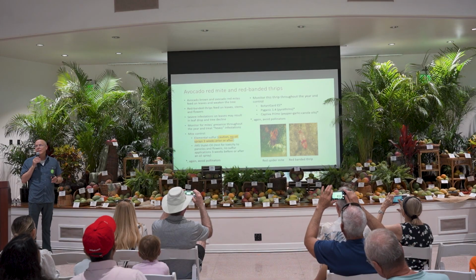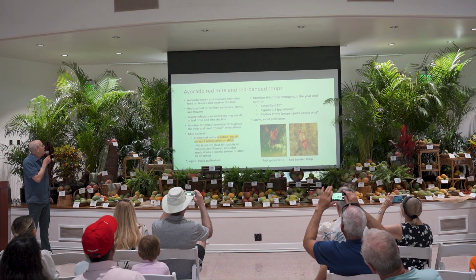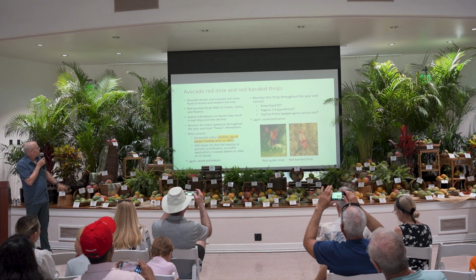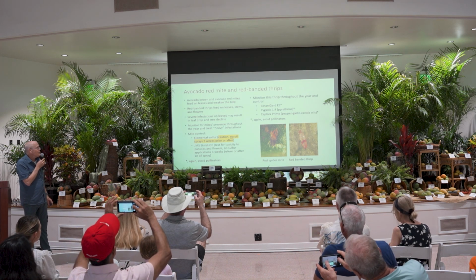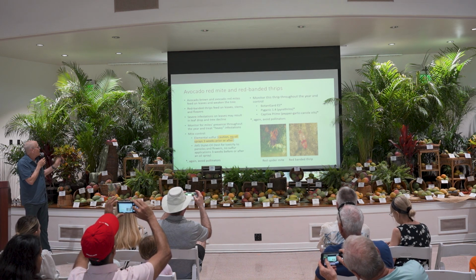Okay. Now, it says avocado red mite. Doesn't mean it doesn't attack mangoes. Okay. And the red-banded thrips, they attack not just the flowers, but they also attack the leaves as well. They will weaken a tree. That's mostly what they're doing. They can end up with the leaves dropping off.